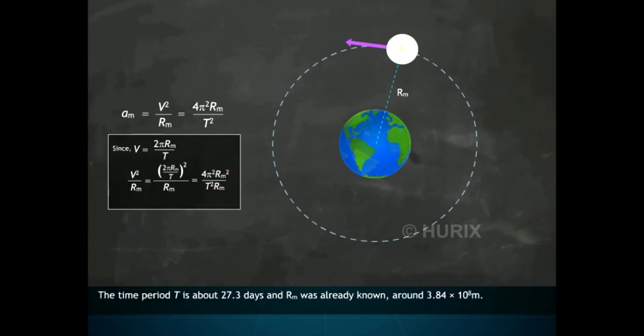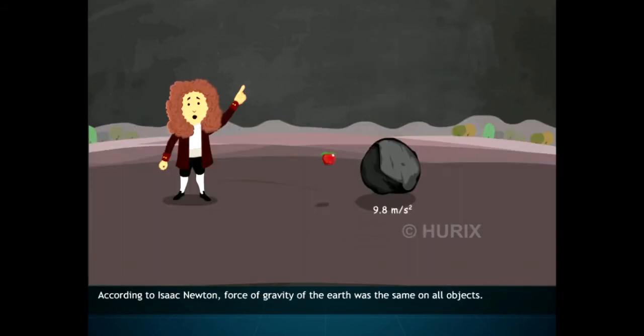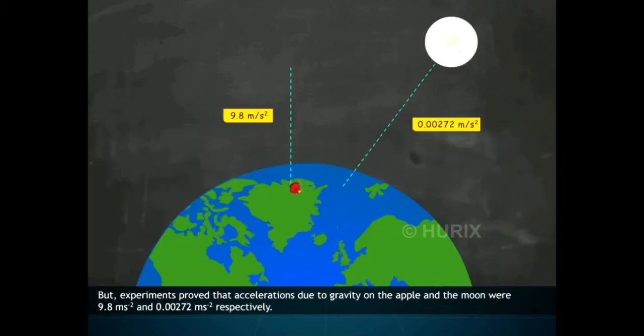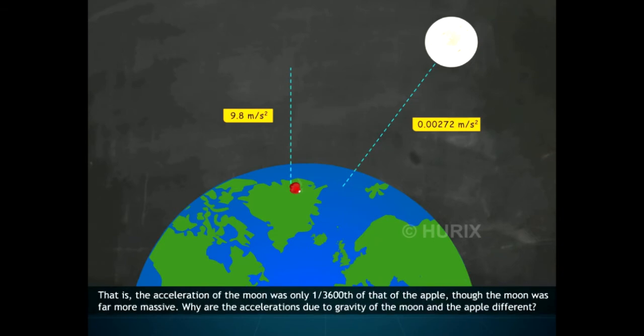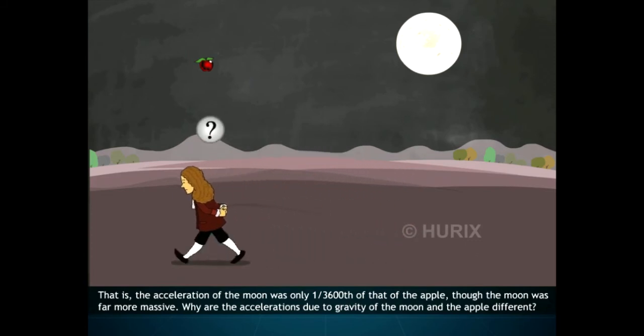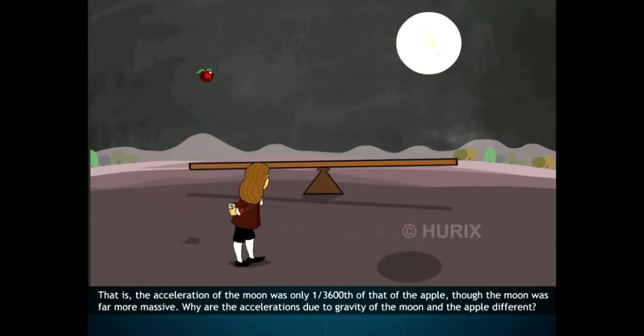The time period T is about 27.3 days, and Rm was already known to be around 3.84 into 10 raised to 8 meters. According to Isaac Newton, the force of gravity of the Earth was the same on all objects. But experiments proved that accelerations due to gravity on the apple and the Moon were 9.8 meters per second squared and 0.00272 meters per second squared, respectively. That is, the acceleration of the Moon was only 1/3600th of that of the apple, though the Moon was far more massive.